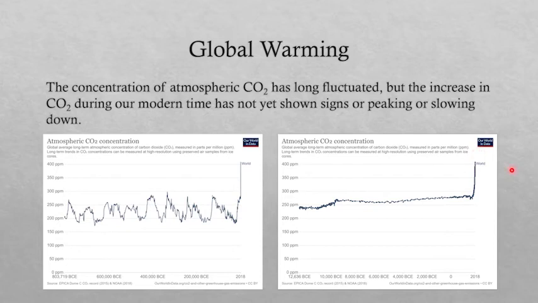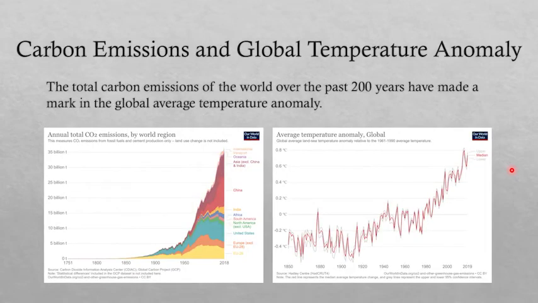Now, what is responsible for that sharp increase in carbon dioxide emissions? The answer is our industrialization. Our use of coal, oil, and gas as our main sources of energy are the biggest contributors to the increase in our CO2 emissions. The total carbon emissions of the world over the past 200 years have made a mark in the global average temperature anomaly.